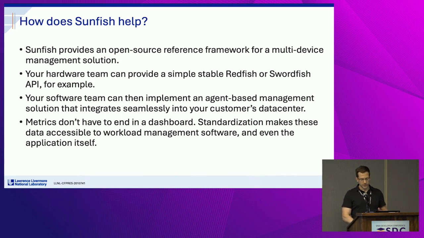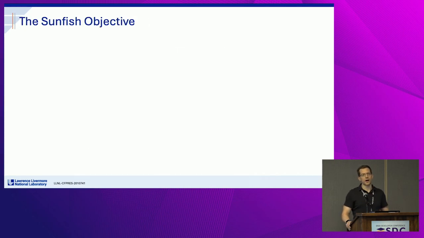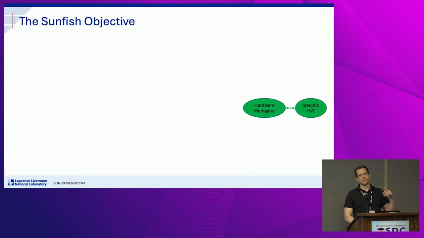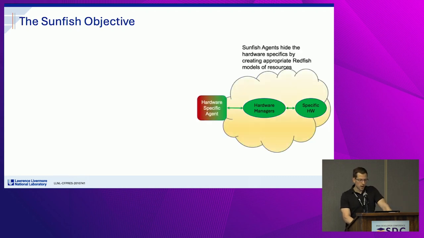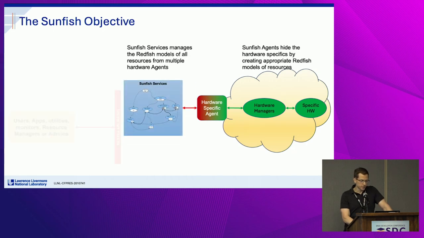The other thing that's exciting about this is getting device telemetry. For a long time, we've been talking about how we work with batch workflows. If a user runs a job, then we want that user to be able to get feedback on how that job hit the hardware, what resources they used, how those resources worked, et cetera. Sunfish agents can hide hardware specifics by leveraging Redfish models of resources, not really creating them.